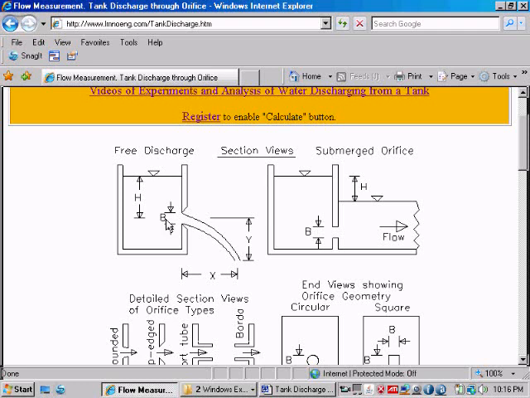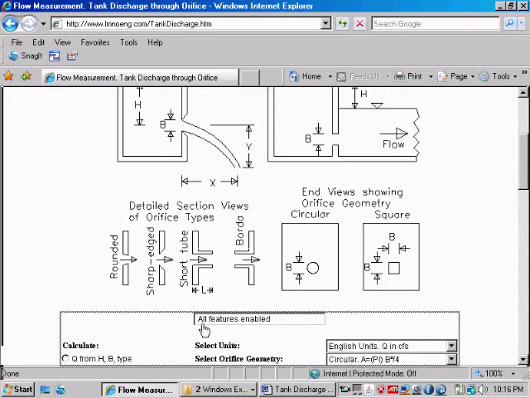So our diameter was 0.25 inches and our head was 4.75 inches. The horizontal trajectory to the point that we measured was 12.75 inches, and the vertical drop to that same location was 9.25 inches. And our hole was a sharp-edged orifice, and so that geometry will be useful in selecting the proper coefficients for the orifice equation.